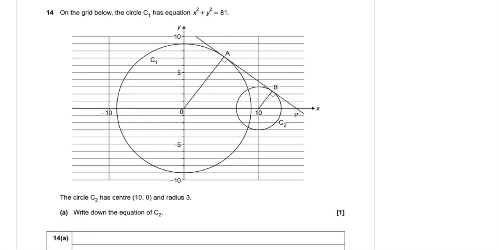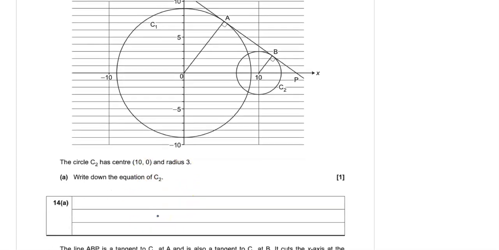So here we have question number 14 from the 2019 practice paper. This question involves two circles and a tangent to both. For part A, it says the circle C2, which is this circle over here, has centre (10, 0) and radius 3, and asks us to write down the equation of C2.